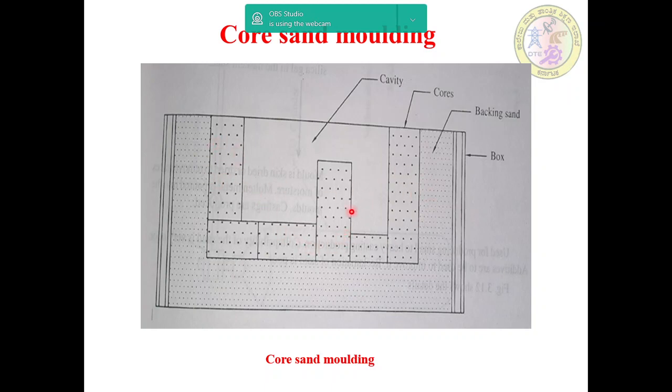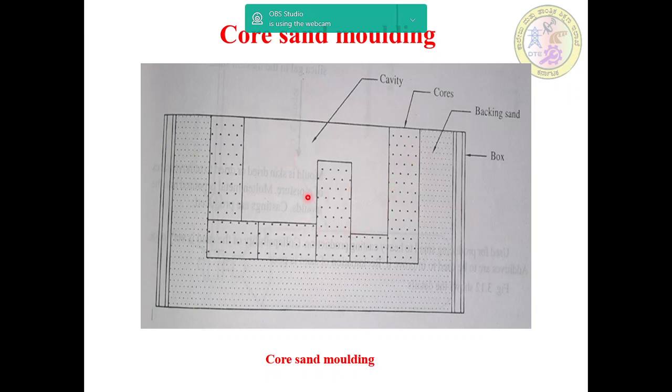By using these core blocks we can mold this cavity, and intricate or highly complex shaped castings can be made by using this core sand molding. Heavy castings can be produced in these molds, and castings with good surface finish with all the details can be produced. It needs careful and proper core settings. The mold box is filled with baking sand near the walls.